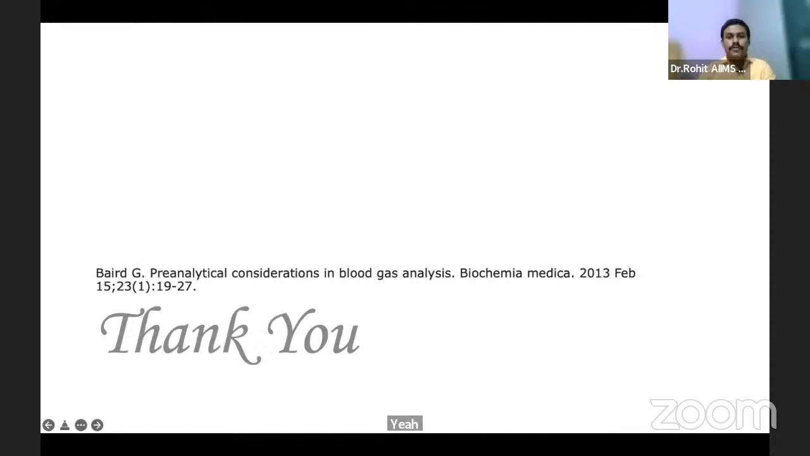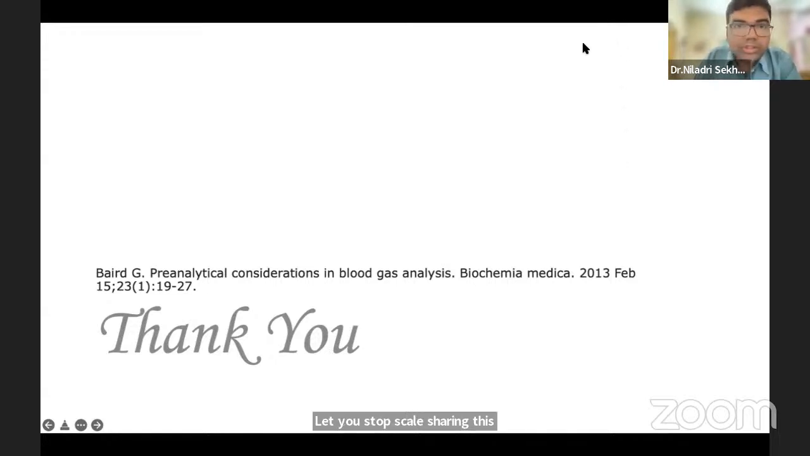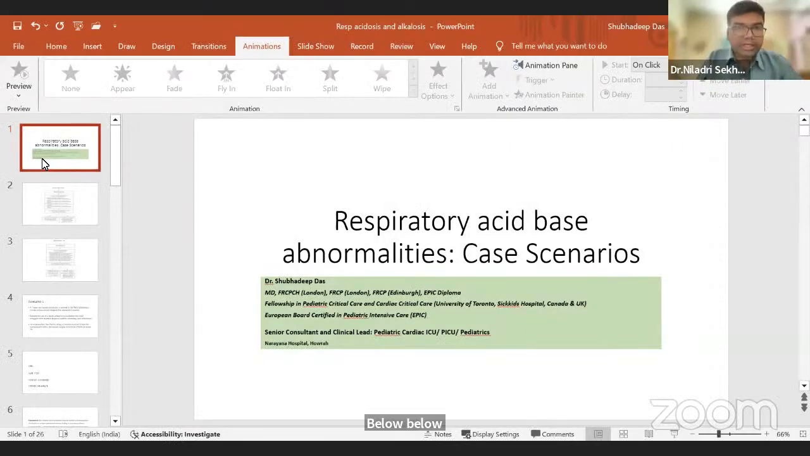Which syringe will be used for ABG, 1 ml or 2 ml? Is there any literature, since it varies from center to center? 1 ml or 2 ml syringe? Niladri, please stop screen sharing. One second, I'm not able to stop screen sharing. Fine, done.